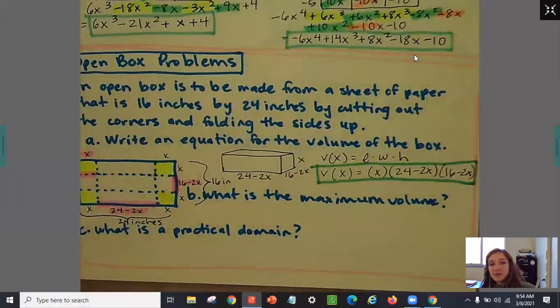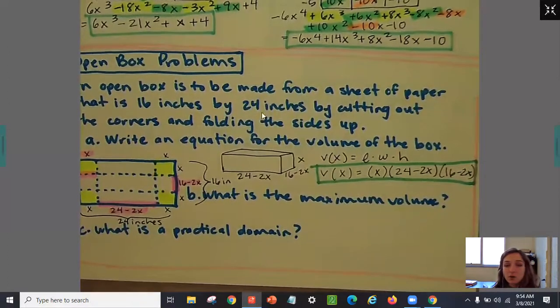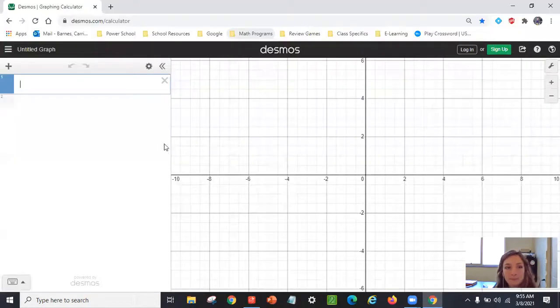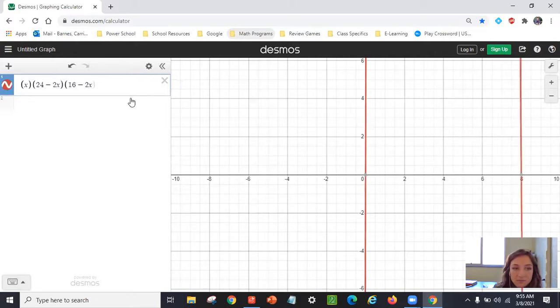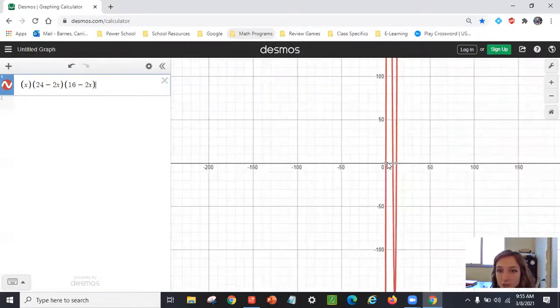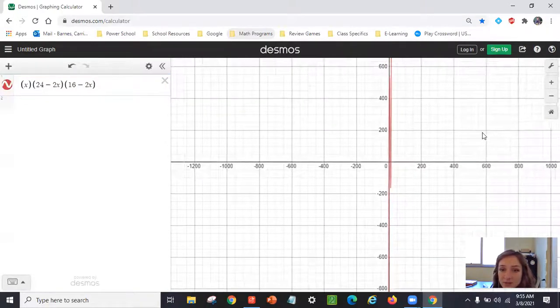All right, now if we want to find the maximum volume of this box, we are going to go to Desmos, and we're going to be clicking on the top point in this graph right there. So let's go to Desmos. We're going to be typing in our formula, x times 24 minus 2x times 16 minus 2x. Okay, so this is going to be a very confusing looking graph because it goes up super high, and then it's going to come back down to the bottom.